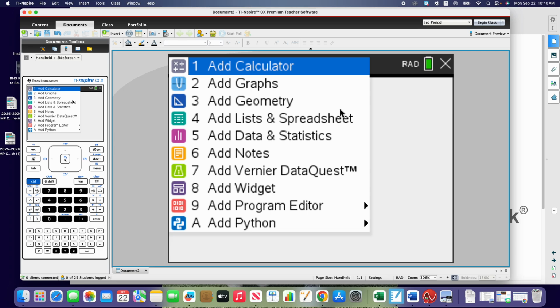All right. Go grab the calculator real quick. Go grab the calculator. I'll fix it later.